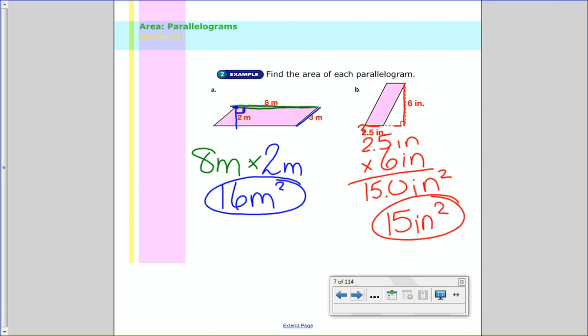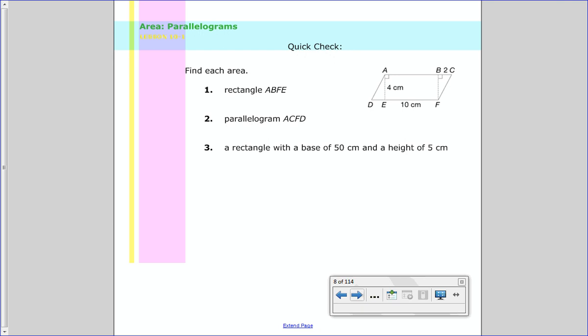There we go. Alright, so that's your lesson for tonight. Tonight we talked about how to find the area of rectangles by just doing the base times the height. And we also talked about how to find the area of a parallelogram, which is the same idea. Find the area of that base and then times it by the altitude, or another name is the height.